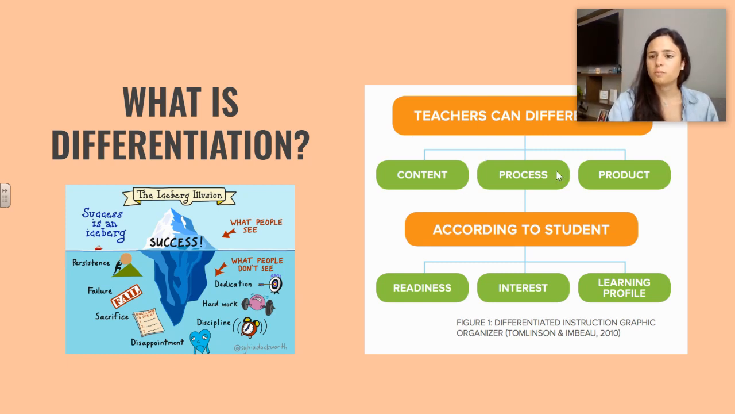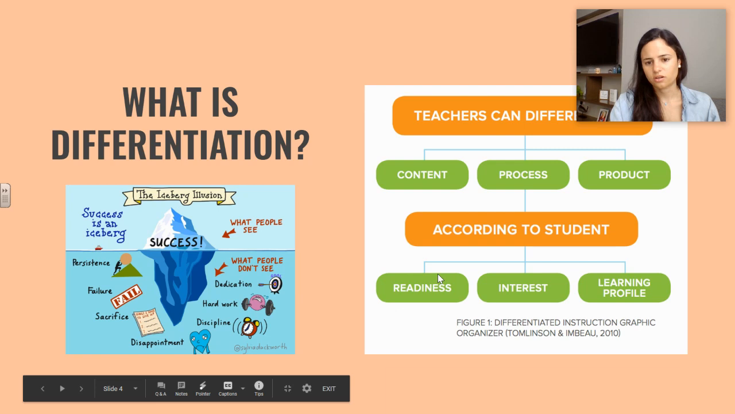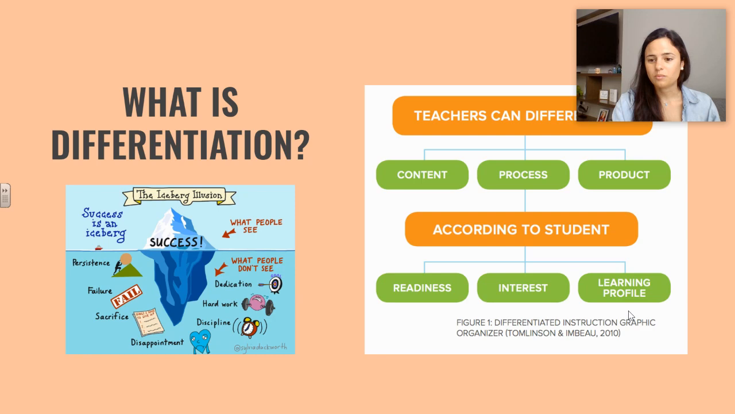Then we also differentiate the process, or how we're expecting the child to work through and think through the activity. That's where we're looking at child engagement and independence while they're doing an activity. And then we look at how we differentiate the product, or how the child can show us what he or she has learned. Right now in our online platforms, our students are showing their learning through Seesaw and through Google Classroom. And again, we're taking into consideration child readiness or their current skill level, their interest or what motivates them, and their learning profile or their cognitive abilities and their strengths.